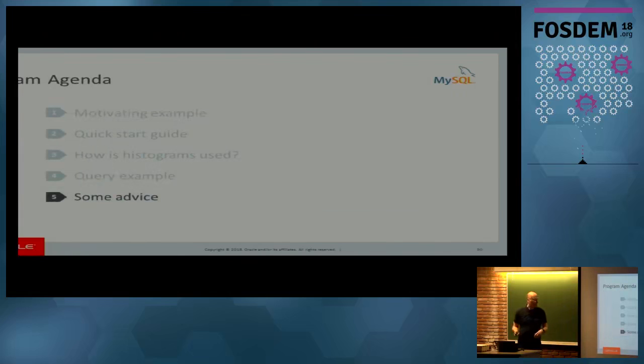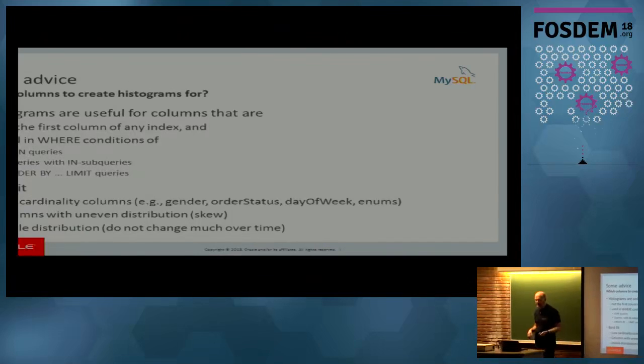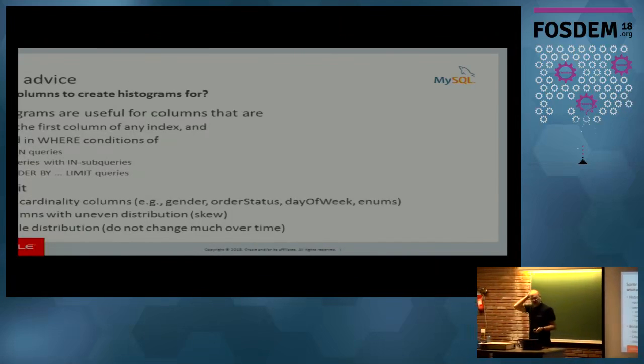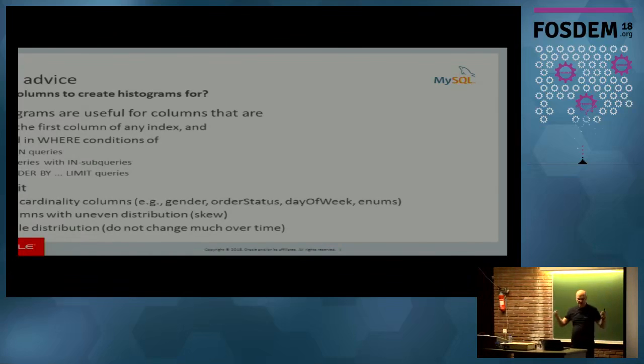So to conclude with some advice here: when should you create histograms? It's useful, as I said, for columns that are not indexed, or for columns that are not the first column of any index. Because if you have a two-column index, there's no way for the optimizer to do index dives in order to find the values for that column. It's used, in addition to join queries, which is the most important, also for queries where you have subqueries, because there we try to estimate the size of the subqueries and so on.